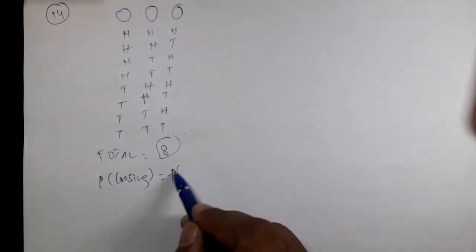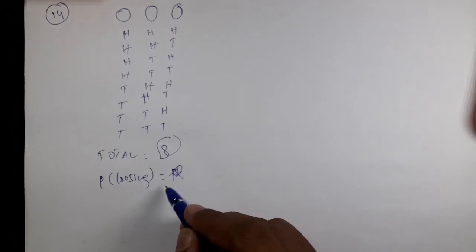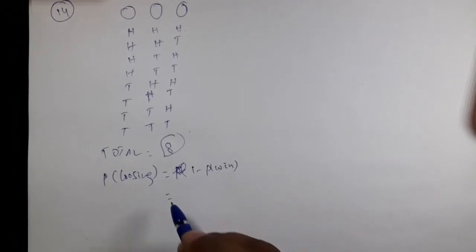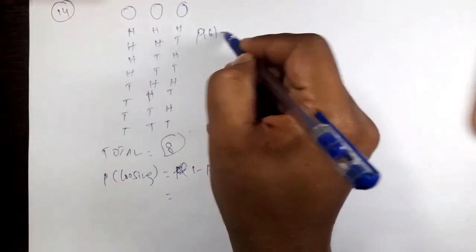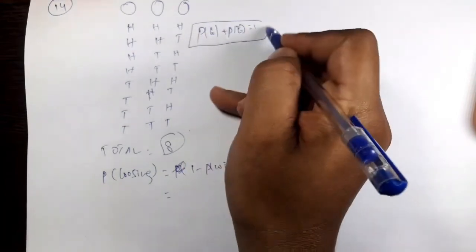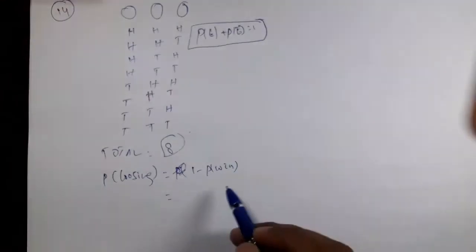We know the probability for losing is, of course, 1 minus the probability for winning, because the probability of E plus the probability of E bar is 1, where E and E bar are complementary events. Winning and losing are also complementary events of each other, so that is 1 minus the probability of winning. When will he win?